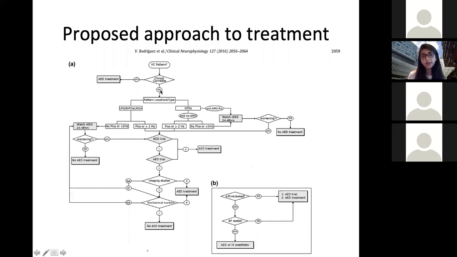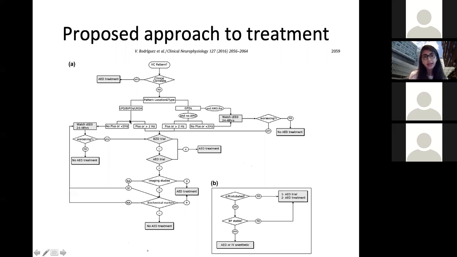If there is no clinical correlate, then we use the pattern type, location, frequency, and prevalence to help guide treatment. If there are lateralized patterns and they're low frequency, low prevalence, low burden, we know that those patterns are less likely to be associated with seizures, less likely to be associated with secondary brain injury, less likely to be associated with worse outcomes. It's reasonable to watch and wait and see how the clinical picture evolves and how the EEG evolves.